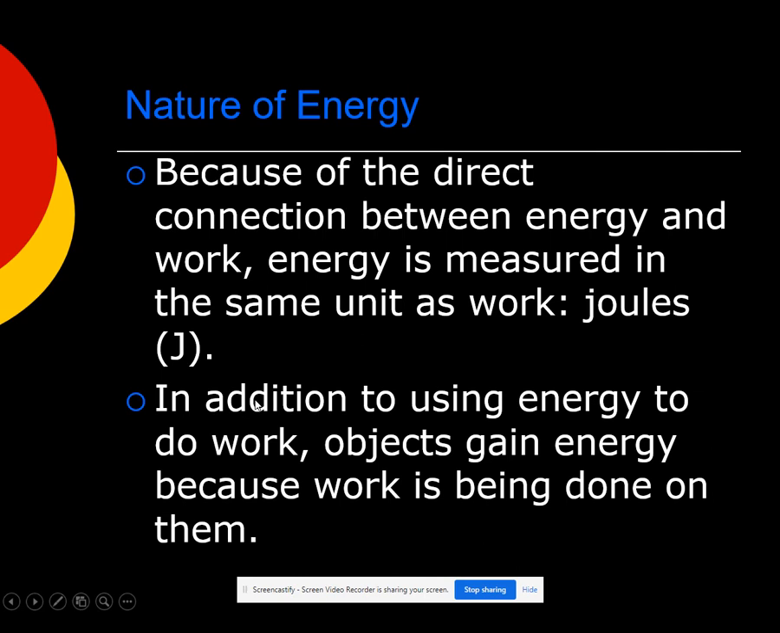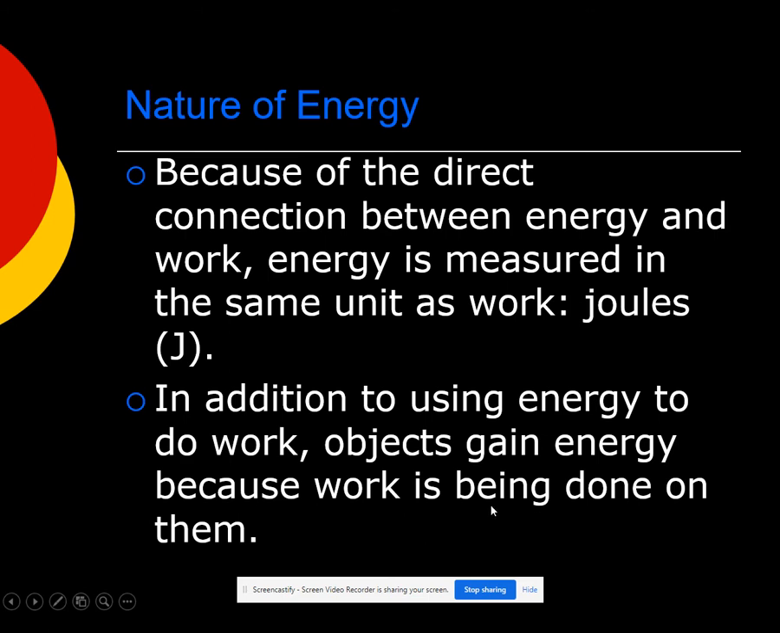And since work and energy are so directly connected, we actually use the same units to measure work as we do to measure energy. It's called a joule. Capital J is the abbreviation. But work and energy use the same unit because they're that connected. So objects can use energy to do work. That's the traditional idea.